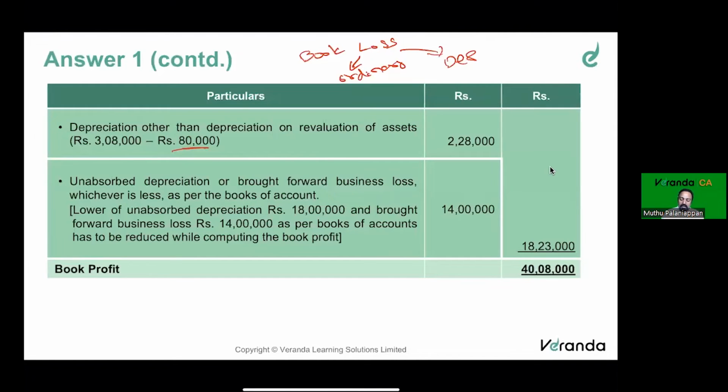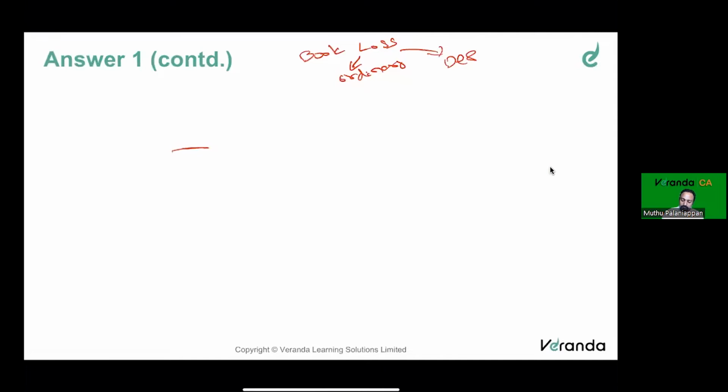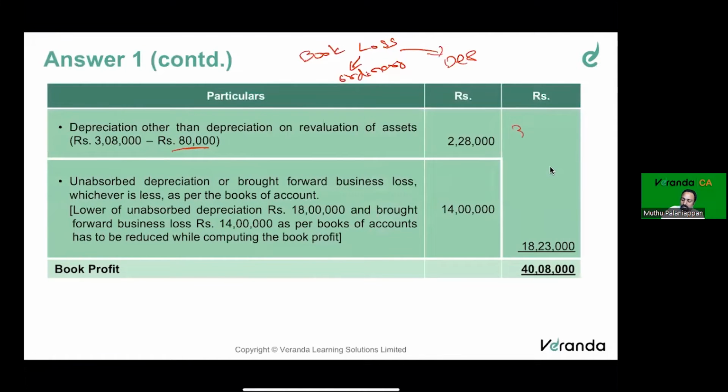Here the actual loss was 32 lakhs, out of which 18 is depreciation. So 14 will be your book loss. This is depreciation, this is book loss, right? So 14 or 18, whichever is lower. It's not a big math that we need to do. 14 is the lowest number, so we have to adjust only the 14 lakhs. Giving effect to all this, you get your book profit calculated as required under section 115JB.